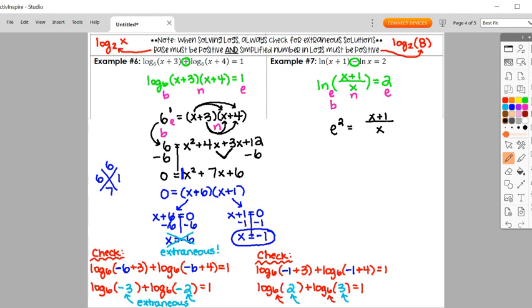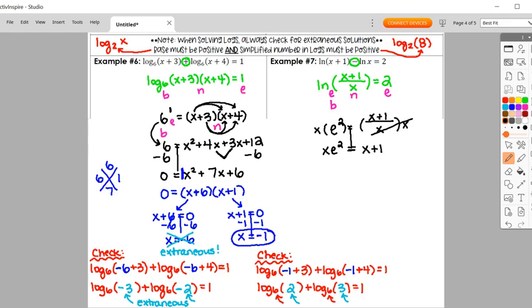Solving for x, we have a fraction, so guess what? I have to multiply each side by the denominator. That gives me x times e squared, and it cancels out the x in the denominator on the right, giving me x plus 1.